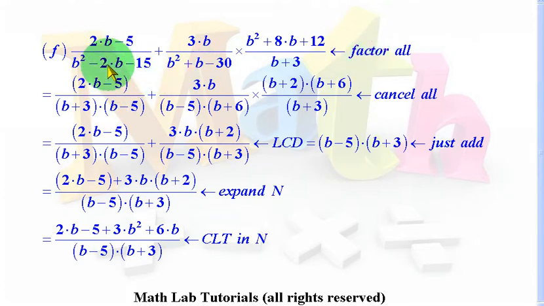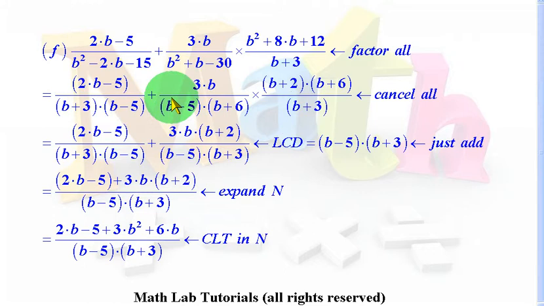If we examine this cluster over here, 2b minus 5 is linear, so that just gets dropped down. There's nothing to factor. The denominator over here is quadratic in b, so it easily factors as b plus 3, b minus 5. You can verify that. Over here, the 3b just gets dropped down. And this quadratic over here easily factors as b minus 5 times b plus 6. This quadratic over here on top easily factors as b plus 2, b plus 6. And of course, b plus 3 is linear, so you just drop it down.